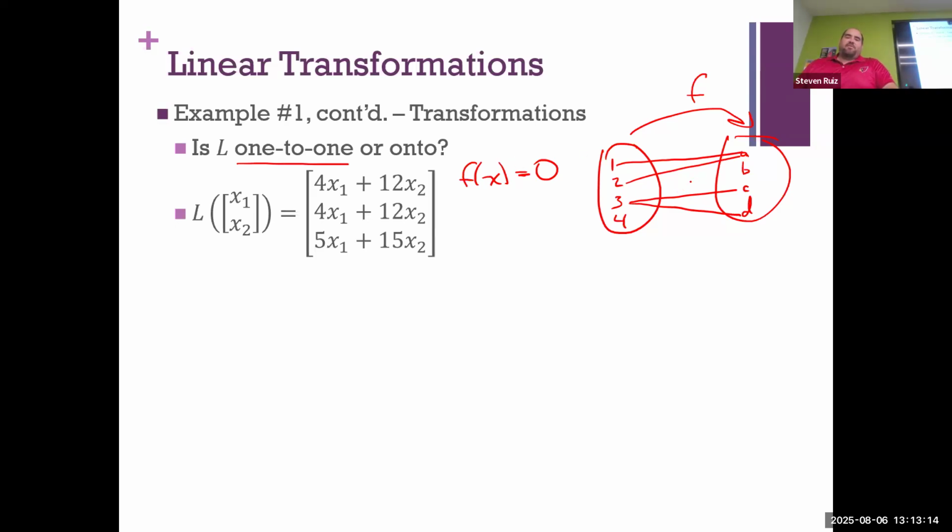But if I want this function to be 1-to-1, I'm not allowed to have things like this. I can't have outputs that get mapped back to two things in the domain. So for a 1-to-1 function, that means everything in the domain has to get mapped to something different in the range. Do we have that with L? How come?